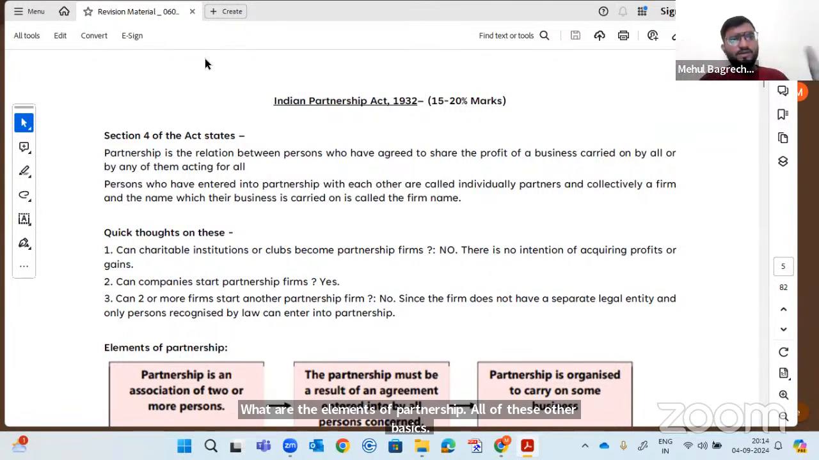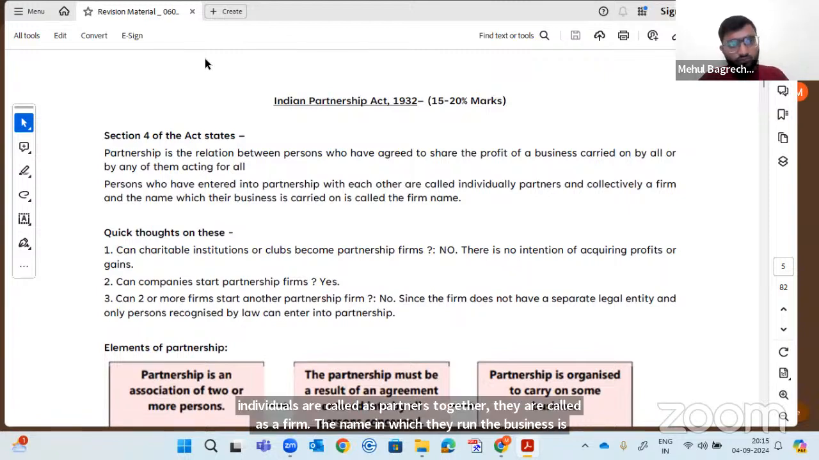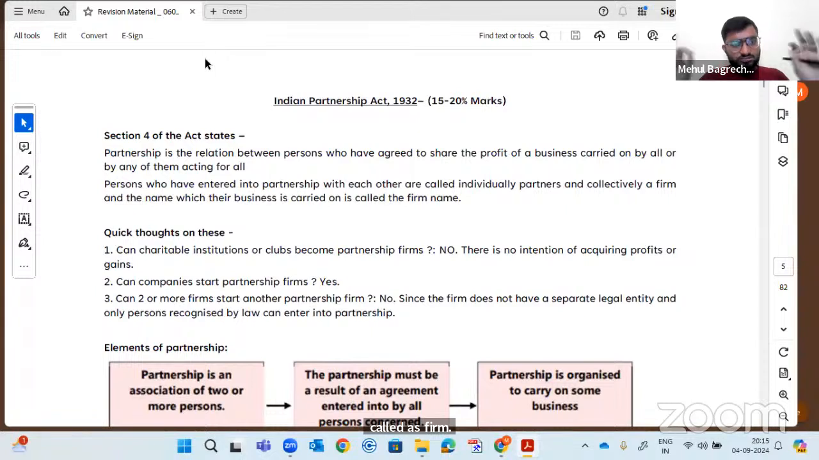4 marks straight away. What is Section 4 talking about? Partnership is a relation between persons who have agreed to share the profits of a business carried on by all or any of them acting on behalf of all. The individuals are called as partners. Together, they are called as a firm. The name in which they run the business is called as firm name. I don't think anybody sitting here would have ever had to memorize this. All right. It's a simple, straight point.